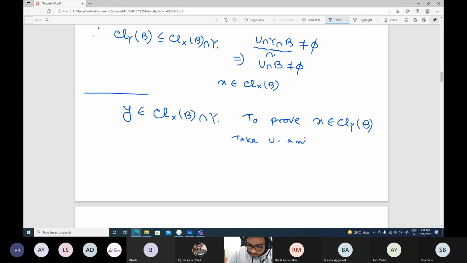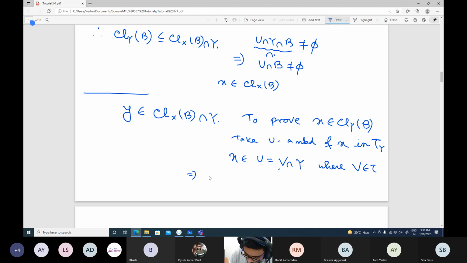Take a neighborhood of x in where? Tau or tau Y? So tau Y. Yes, tau Y. Okay. So U be a neighborhood of x in tau Y. Then U will be some V intersection Y, right? Where V belongs to tau. Now look at this V. Then V will be a neighborhood. Now x belongs to here, means x belongs to V. And by this definition, we have V intersection B is non-empty. And this will imply that V intersection Y intersection B is non-empty. And this will tell you that x belongs to Cl_Y B.